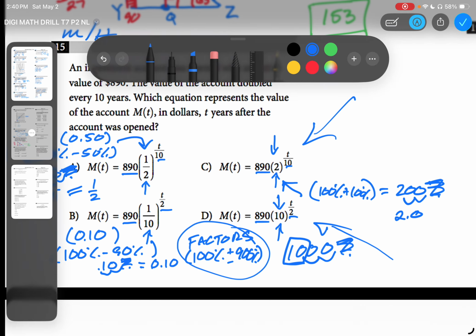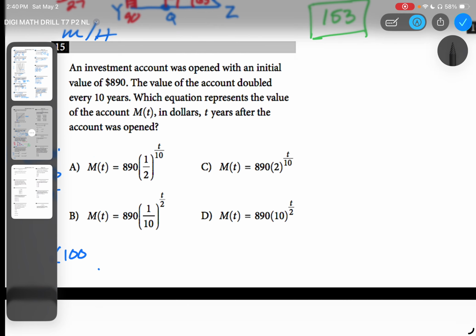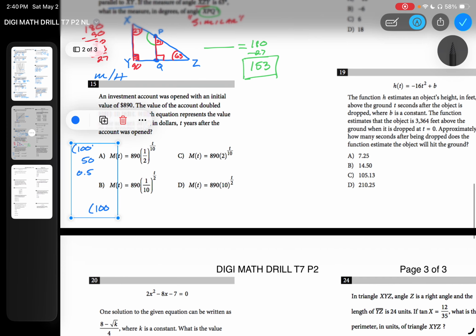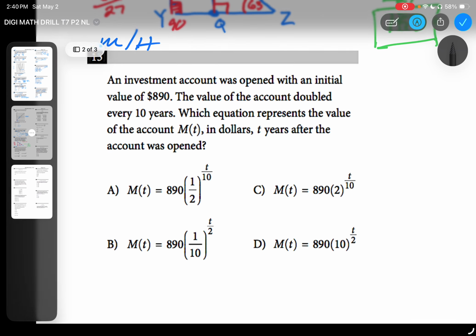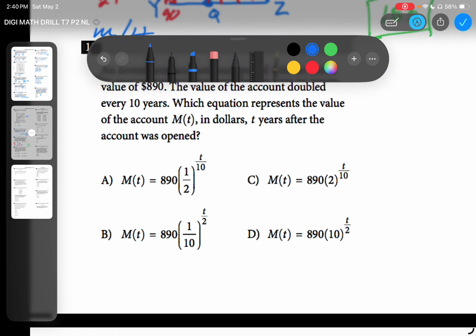All right, next step. Let me clean all this stuff up so we can own this question. How do I delete? Whoop, it's gone like Donkey Kong. All right, here we go. Ready? An investment account was opened with an initial value of $890. That's where we said, remember the beginning value, initial value? That's what they're showing us. So 890. Now that we got that nailed, there are no answers to kill.